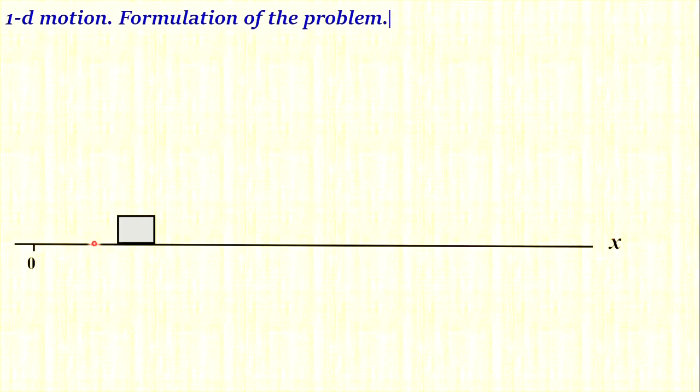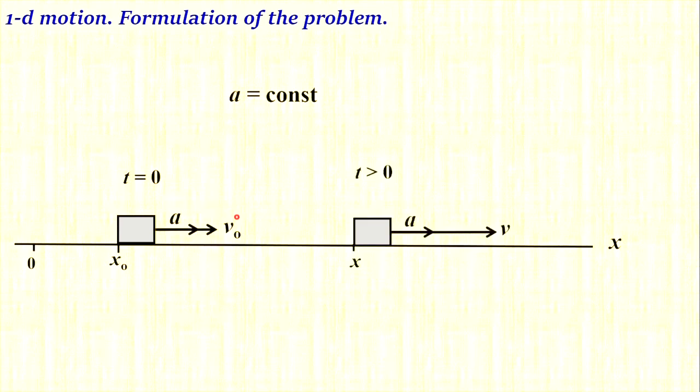We will select this straight line as the x-axis and suppose that at the initial moment t equals 0, the object has coordinate x0, initial velocity v0, and acceleration a. Acceleration a remains constant during the entire motion. At t greater than 0, so during the motion, the object takes a new position characterized by coordinate x, the same acceleration a, and new velocity v.